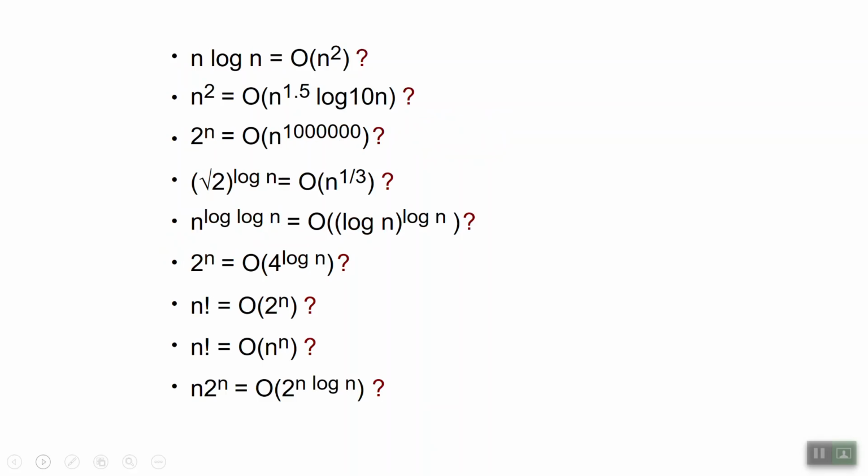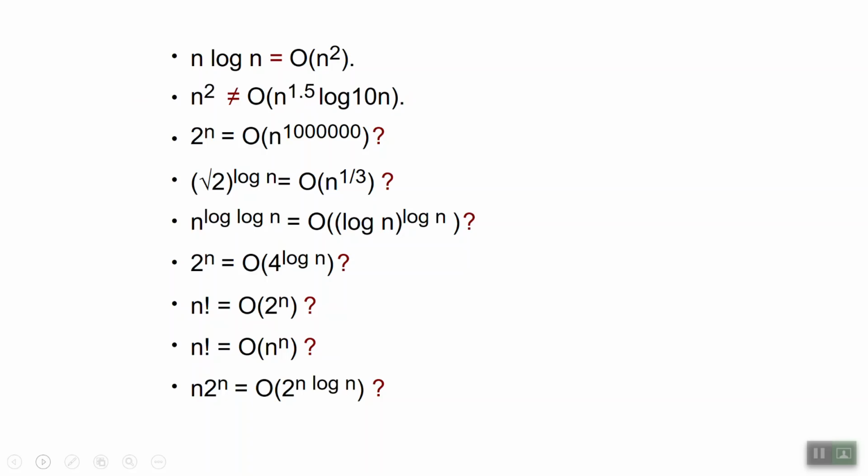Okay, let's see some other examples. Let's start with the first one. Is n log n big O of n squared? Well, the answer is yes, because the factor log n here grows less than another factor of n on the right. Let's go to the second line. Is n squared big O of n to the 1.5 log 10 n? Okay, and the answer here is no. On the left, I have a larger polynomial, so it doesn't matter that I have this log factor here, n squared will grow faster still.